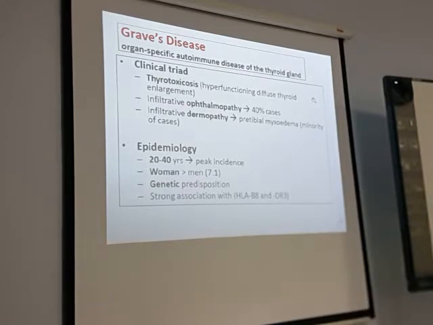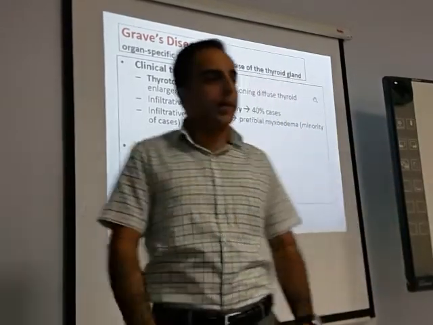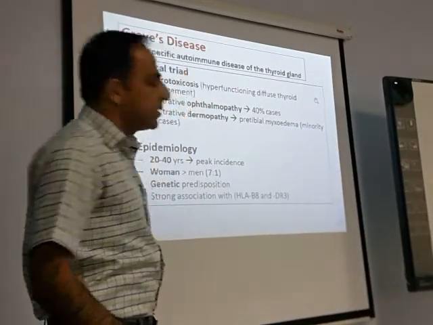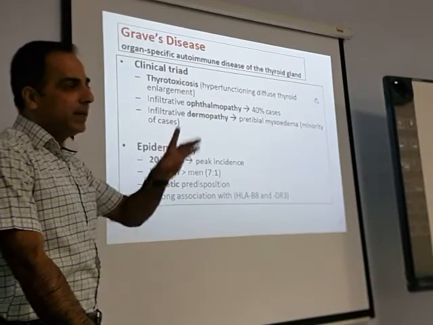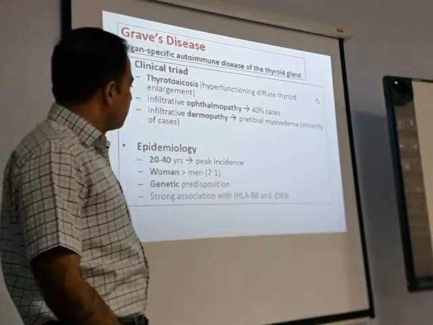In a minority of the cases. As for epidemiology, it occurs at a younger age, 20 to 40, and is more common in women, 7 to 1. Genetic predisposition is there. It is associated with the very important HLA B8 and DR3. This is the association with the HLA antigens.